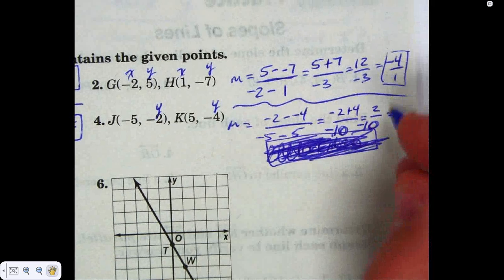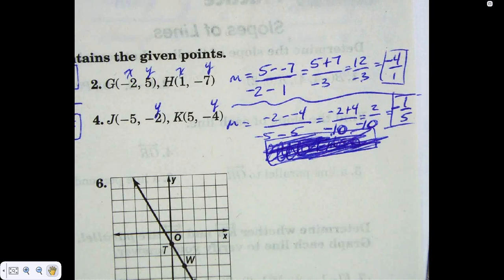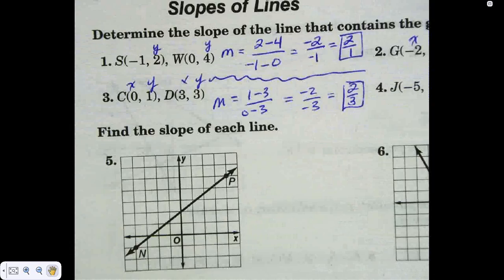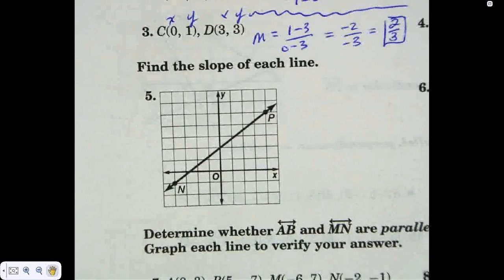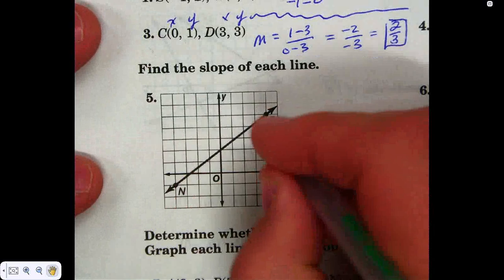Thank you. It reduces to a negative 1 over what? And you always reduce your fraction. Don't ever write a slope as a mixed number. Improper fraction or proper fraction. Now you can have something like this. Find the slope of each line. Find 2 places on the grid.